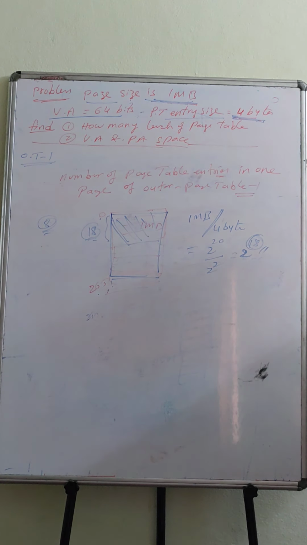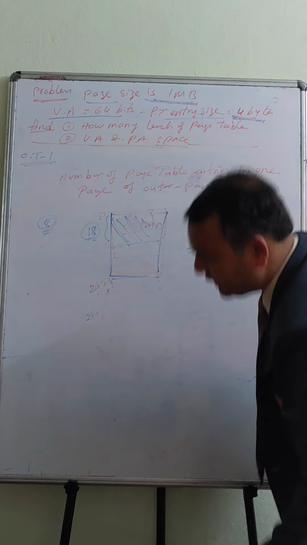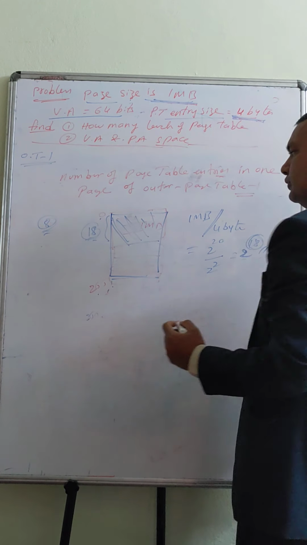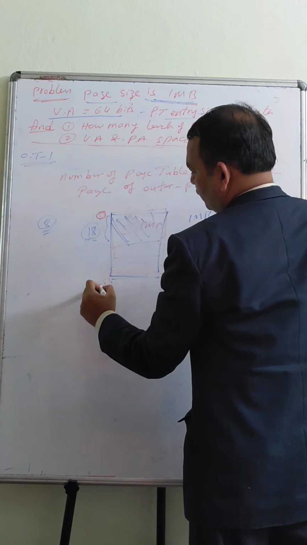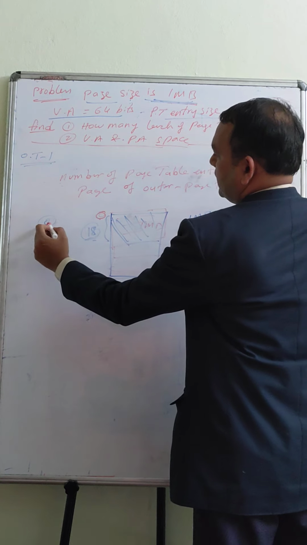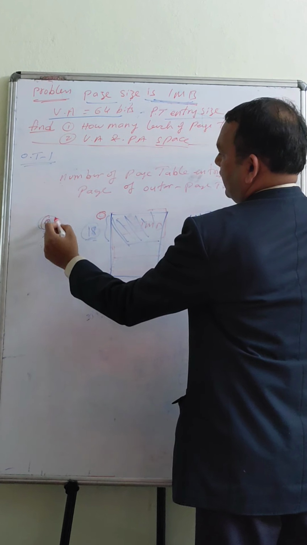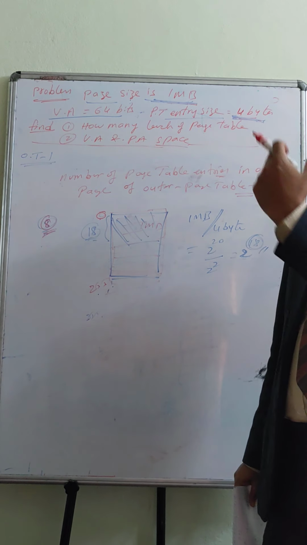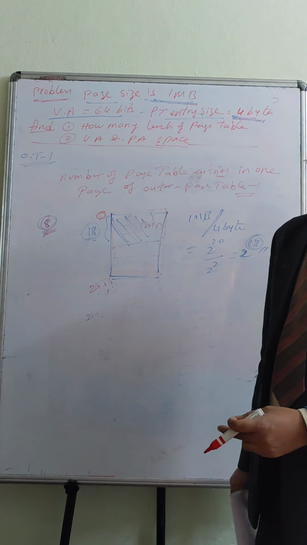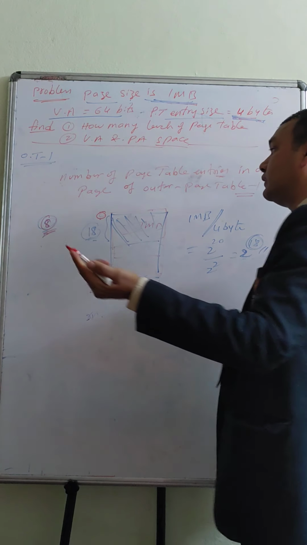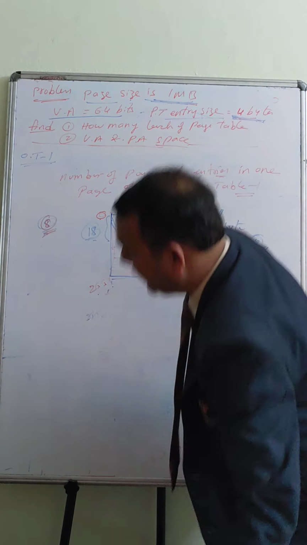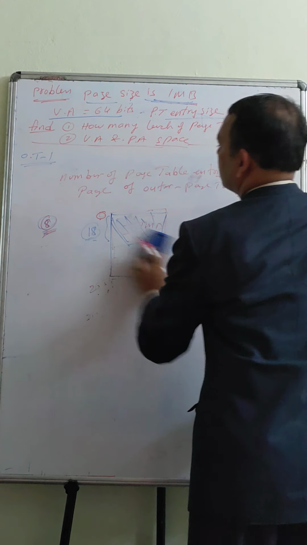Now, page table 2 size calculation. This 0 to 255 means in total how many bits we need? 8 bits we need. This will be stored in page table 2. That page table 2's 8 bits refer to page table 1. Now we'll calculate the page table 2 size.